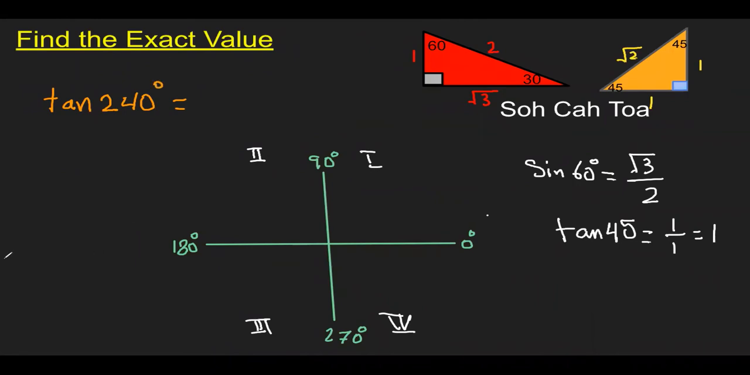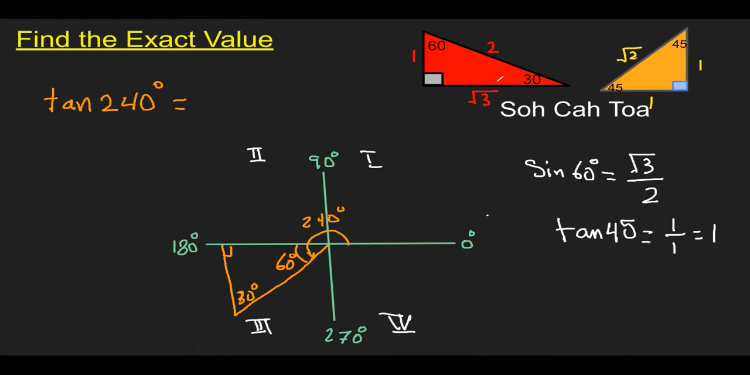How about if they ask me to find the tangent of 240? Again, we measure from 0, and we go this way. 240 happens to be between 180 and 270, so my reference triangle is going to be in quadrant number 3. To find the reference angle, you go all the way to 240 and take away the 180. So 240 minus 180 gives me 60 degrees. My reference angle here is 60 degrees. If this is 60, then this is 30 degrees.